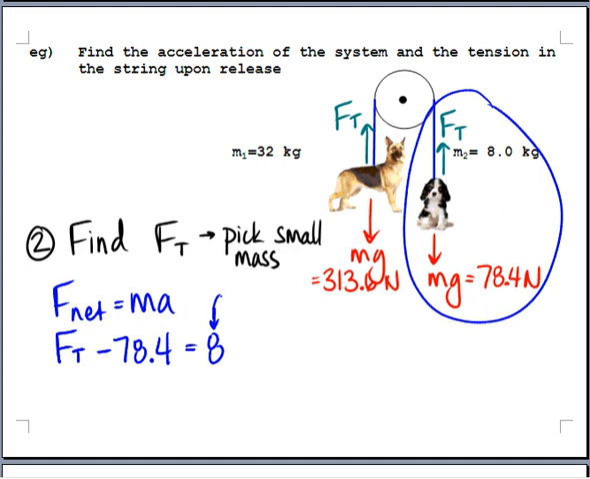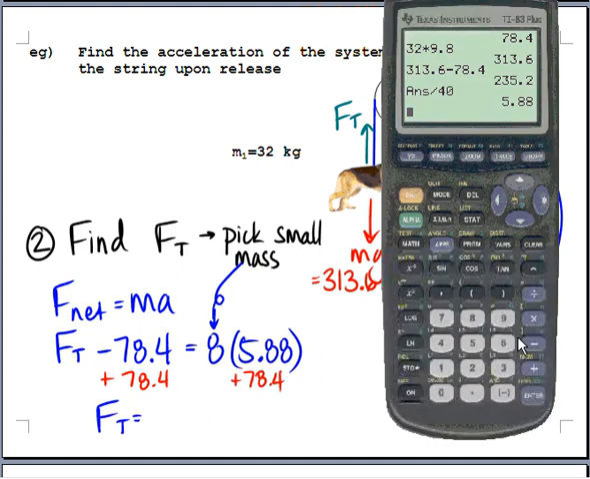We are only picking the small mass. Don't put the combined mass in. Times acceleration, which we found in the first part of the question, 5.88. And you are mathematically just an easy addition away from having the tension force in this system. Add 78.4 to both sides. Let's grab the calculator. 5.88 times 8 plus 78.4.